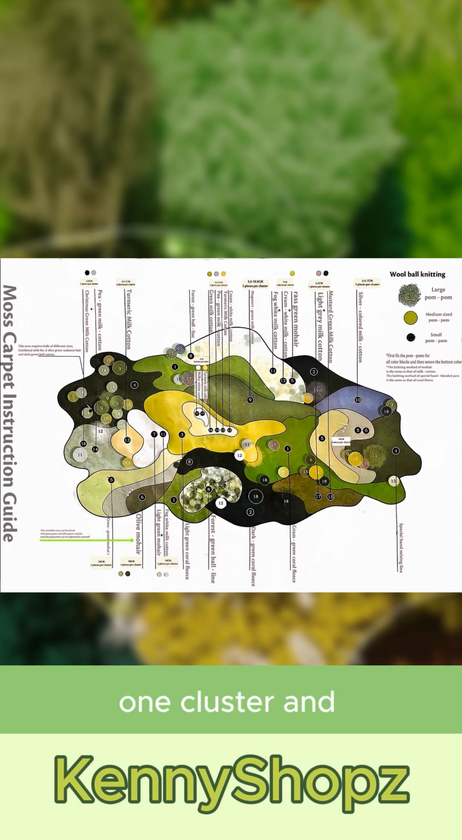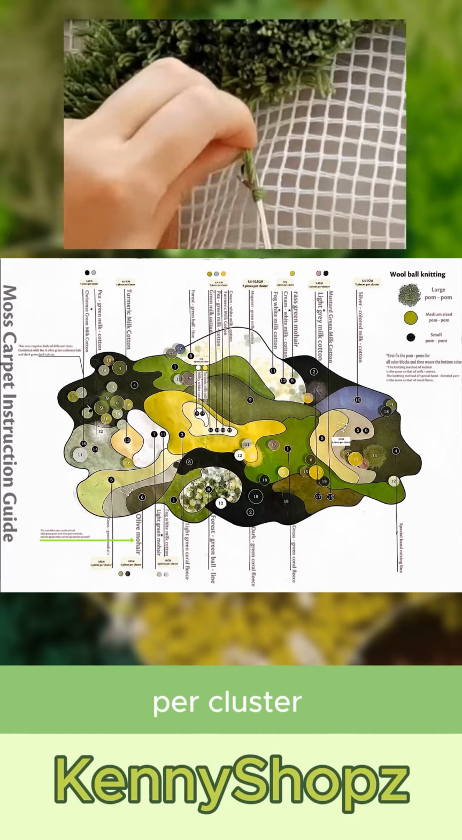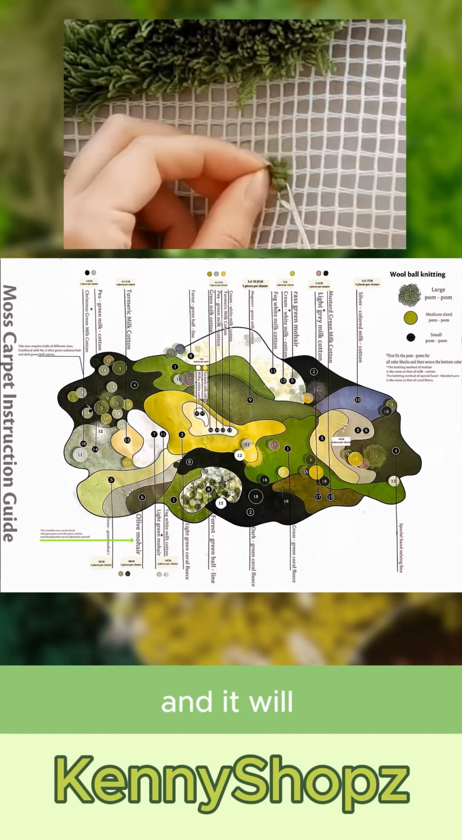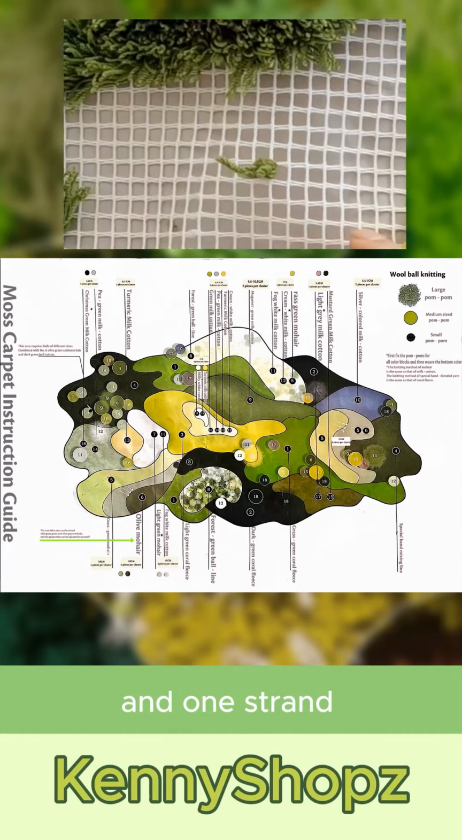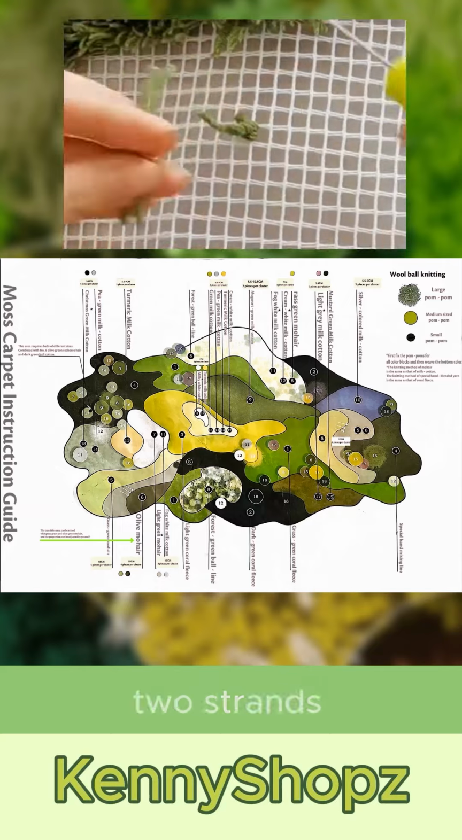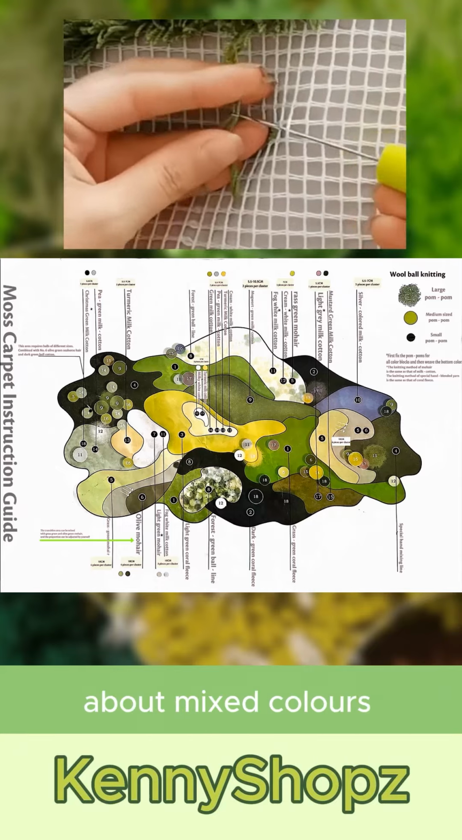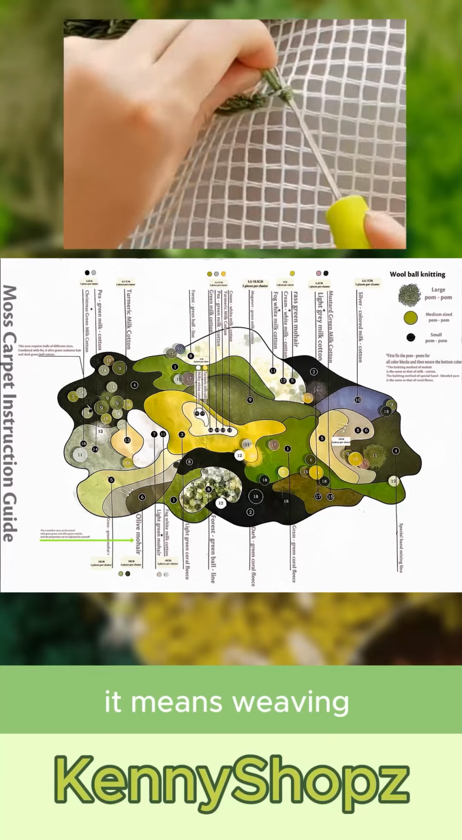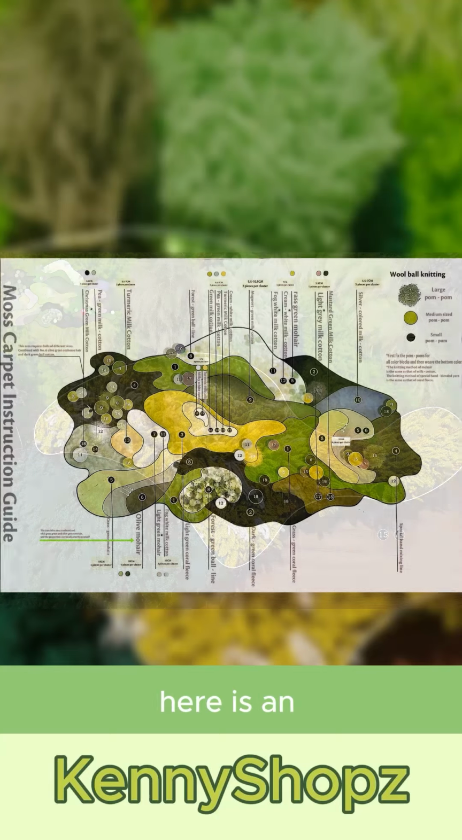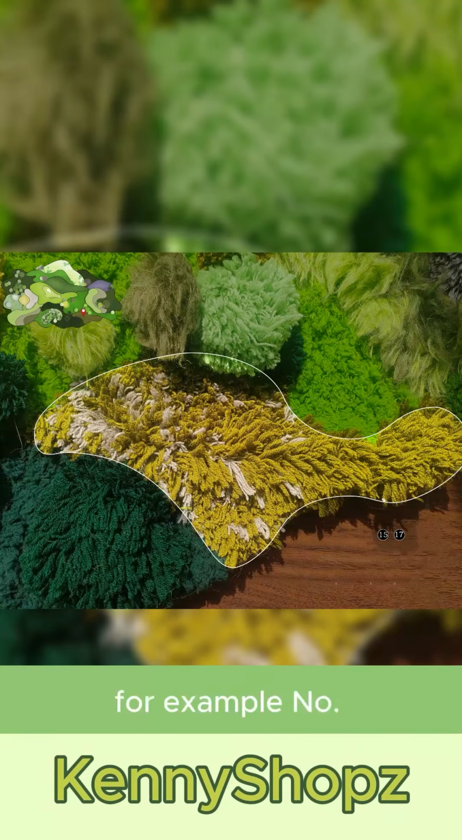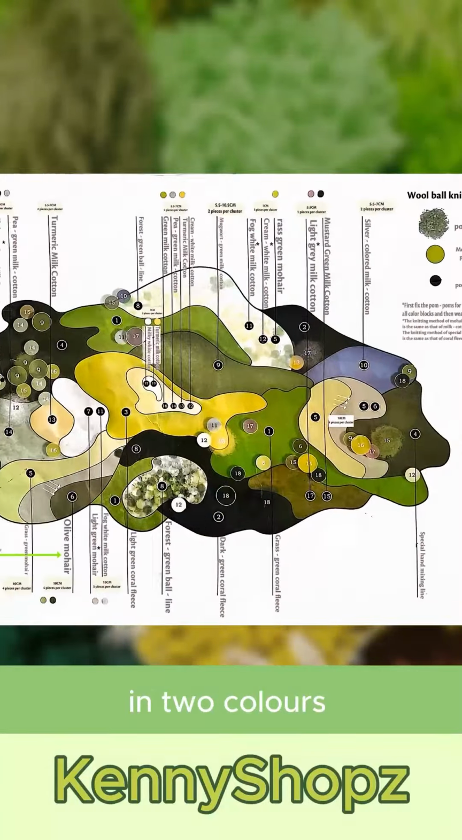1 cluster and 1 strand means using a crochet hook to hook 1 strand per cluster. Hook it over and it will be 1 cluster and 1 strand. If there are 2 strands, you can hook the spare threads at the same time. About mixed colors, it means weaving 2 or more colors together. Here is an example. For example, number 17 and number 15 are knitted into mixed colors.